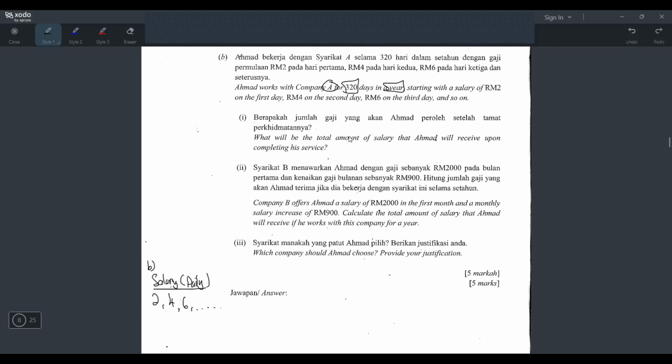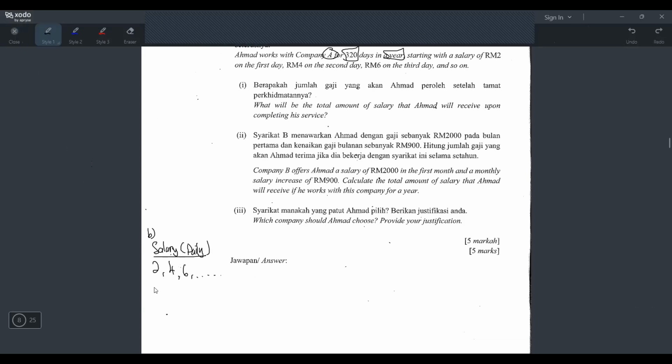Okay, number 1 says, what will be the total amount of salary that Ahmad will receive upon completing his service? It means I'm finding S320. So this is actually an arithmetic progression, right? A equals 2, D is also 2 because you take 4 minus 2, right? So what I want to find now is the total amount of salary. So when you see the word total, it means you have to sum it up. It means I have to take S. And since he works for 320 days, I find S320.